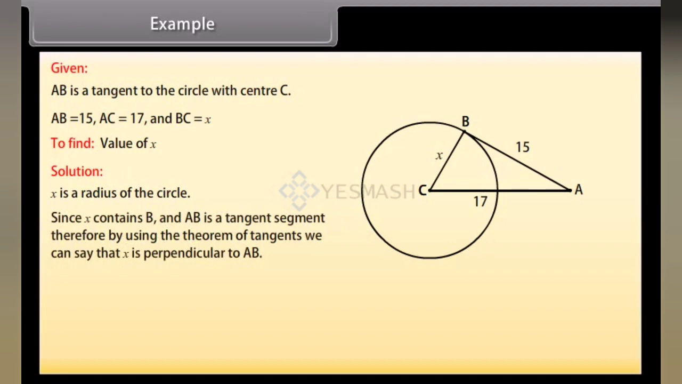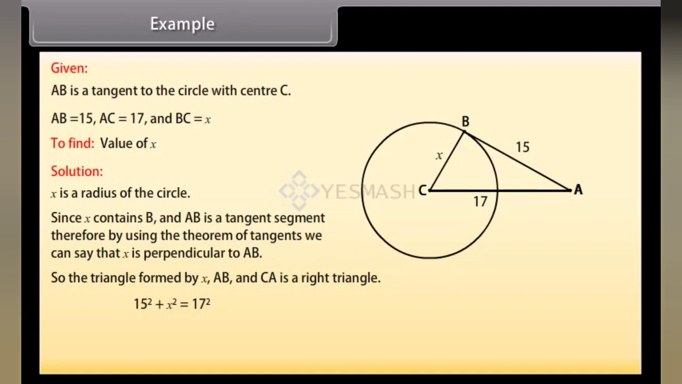Since x contains B and AB is a tangent segment, by using the theorem of tangents, we can say that x is perpendicular to AB. So the triangle formed by x, AB and CA is a right triangle. Now by using the Pythagoras theorem we get 15 squared plus x squared is equal to 17 squared, or x squared is equal to 64, which gives us x as 8.